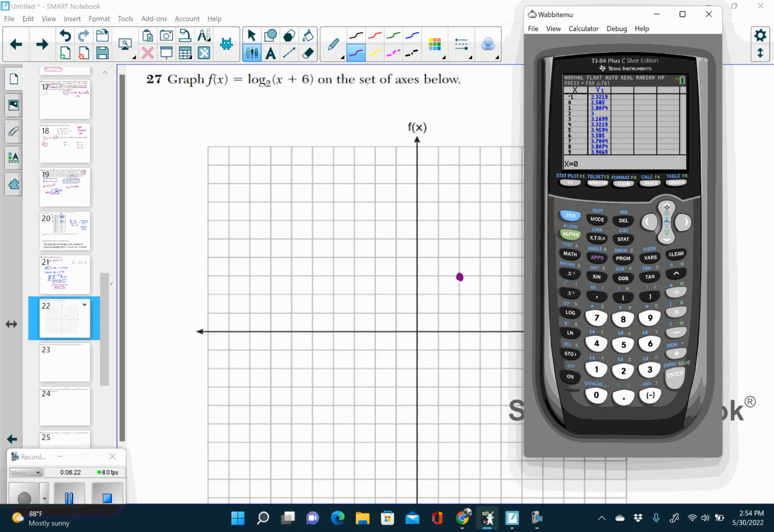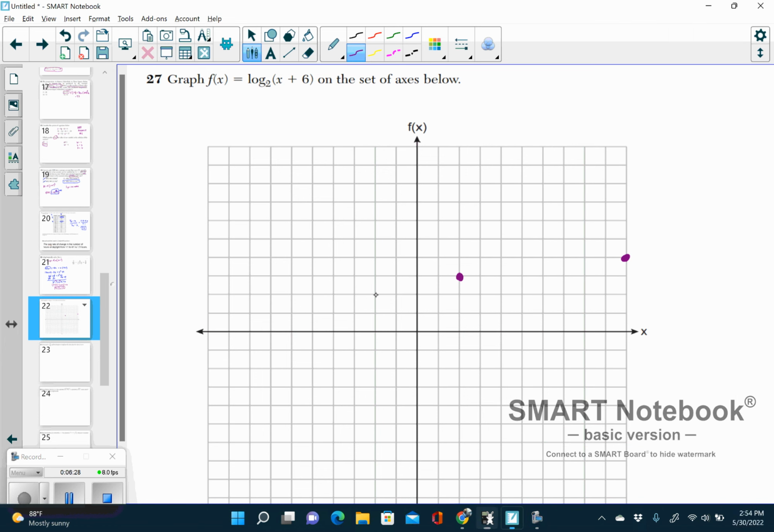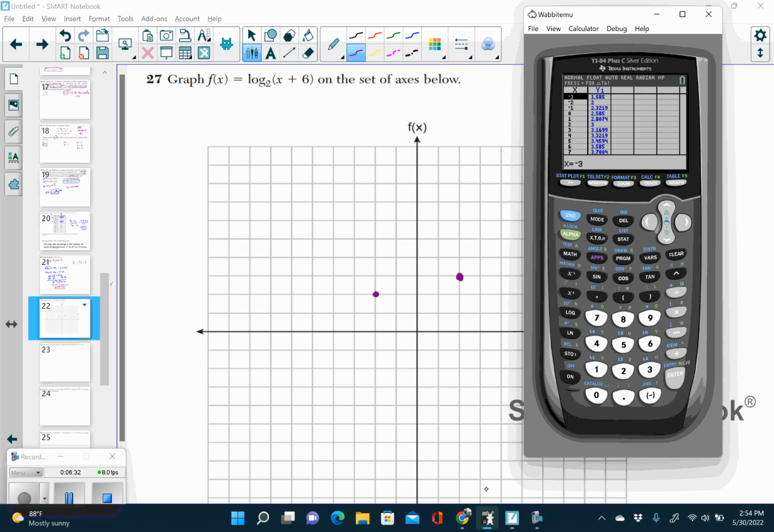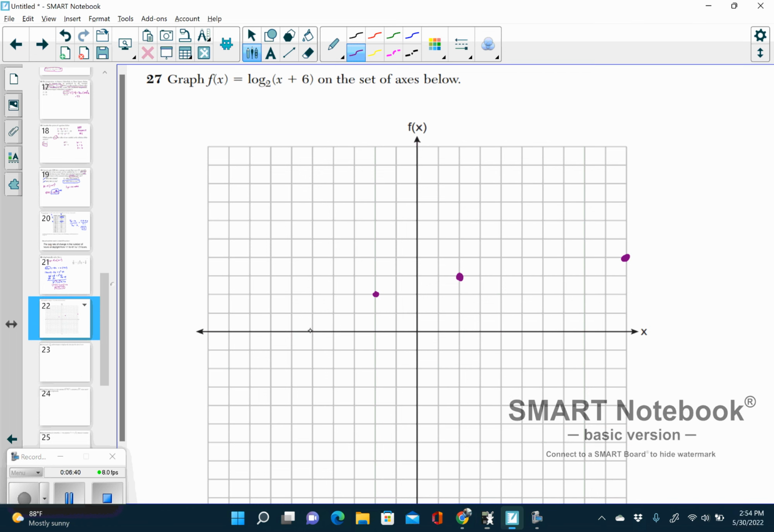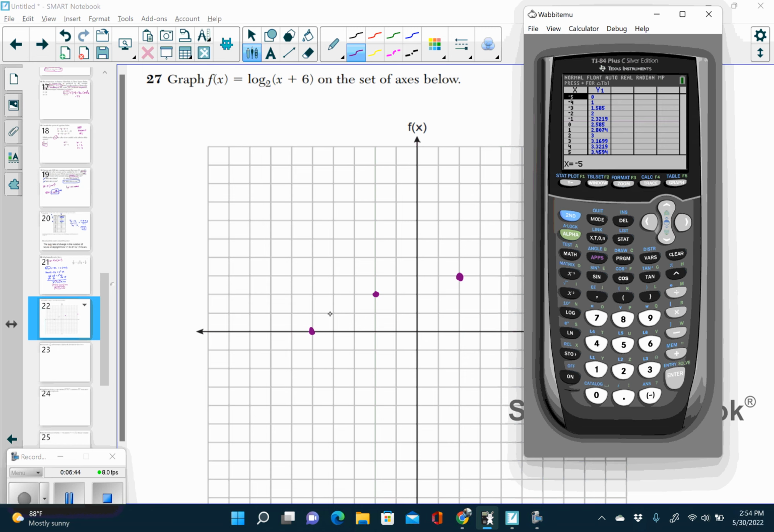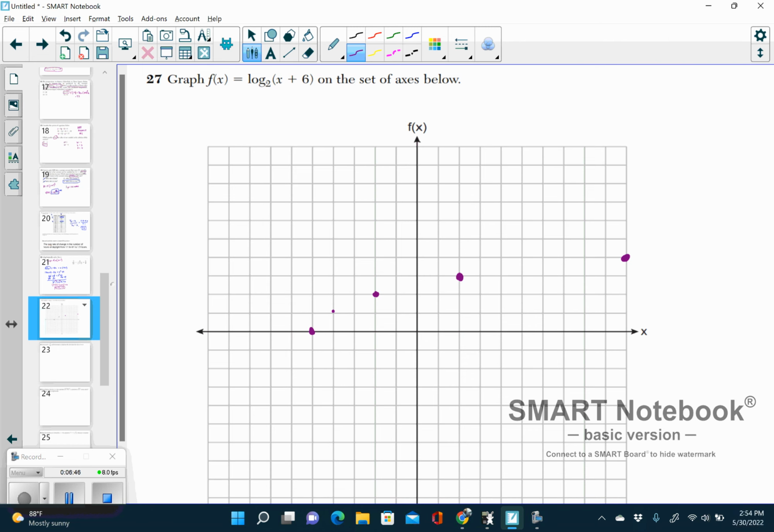So let's go ahead and scroll down. So -2, 2, -2, 1, 2. That's another point that I can graph. Let's see if there's some more. -5, 0. So -2, -3, -4, -5, 0. Right there. -4, 1, which is right here. And then I'm just going to go ahead and plot these points.